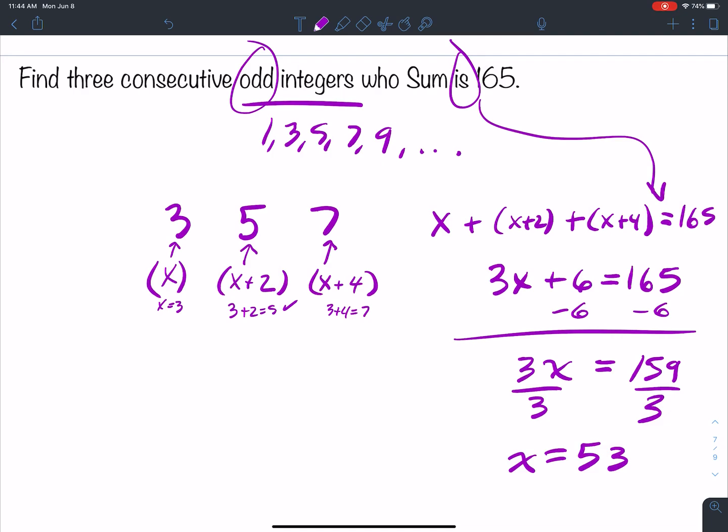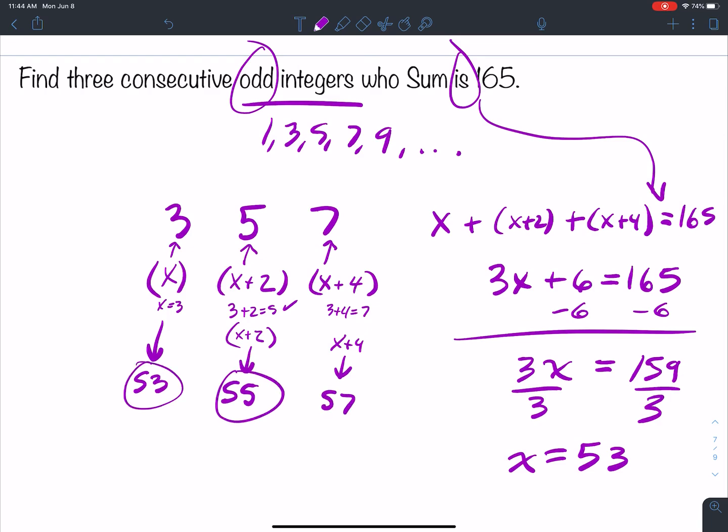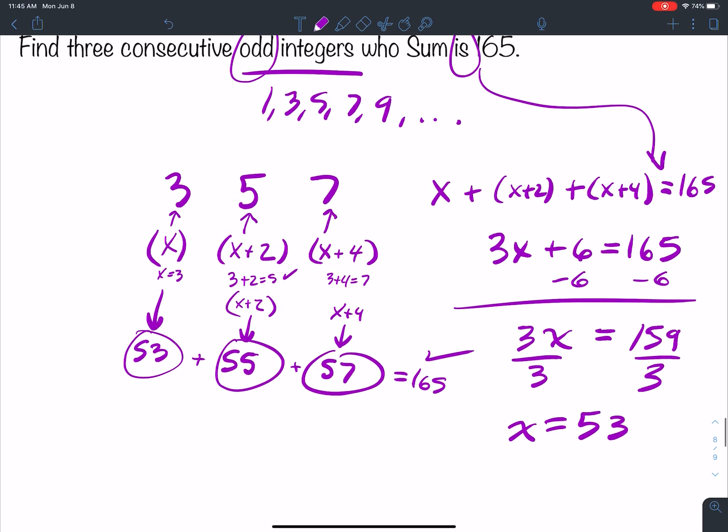And so what does that tell me? My three numbers, they're odd integers whose sum is 165. So the x number is 53. X plus 2 becomes what? That's going to be 2 plus 53 is 55. And then x plus 4, that's 4 plus 53, that's 57. So these are my three numbers that I add up, and it gives me 165. Okay? All right, guys, good luck.